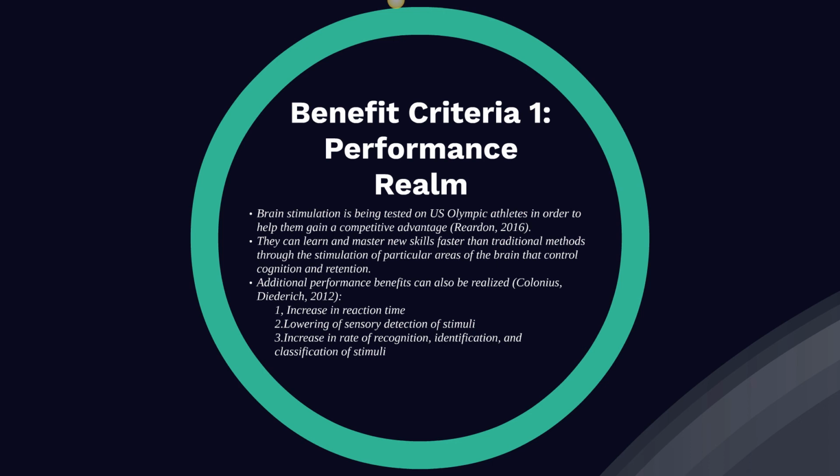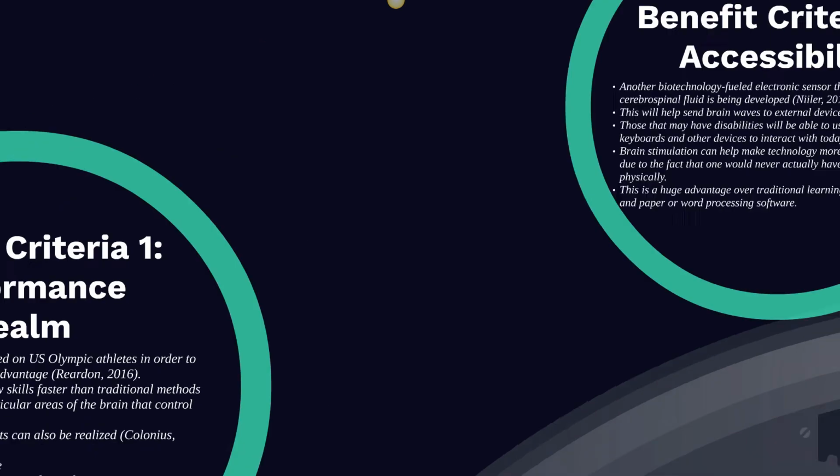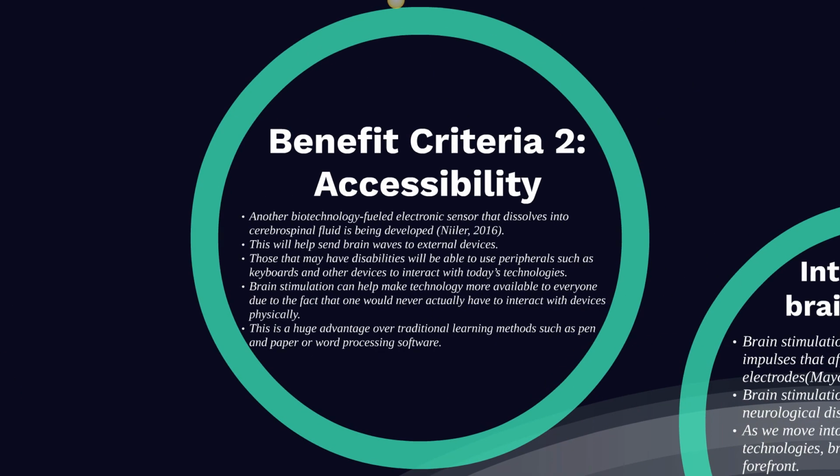And they're doing this by stimulating the particular areas of the brain that control the cognition and retention of these skills. There are also additional performance benefits that can be realized from brain stimulation and manipulation, and these include the increase in reaction time, the lowering of the detection of stimuli, and the increase in rate of recognition, identification, and classification of the stimuli. So the next criteria I decided to highlight was the accessibility.